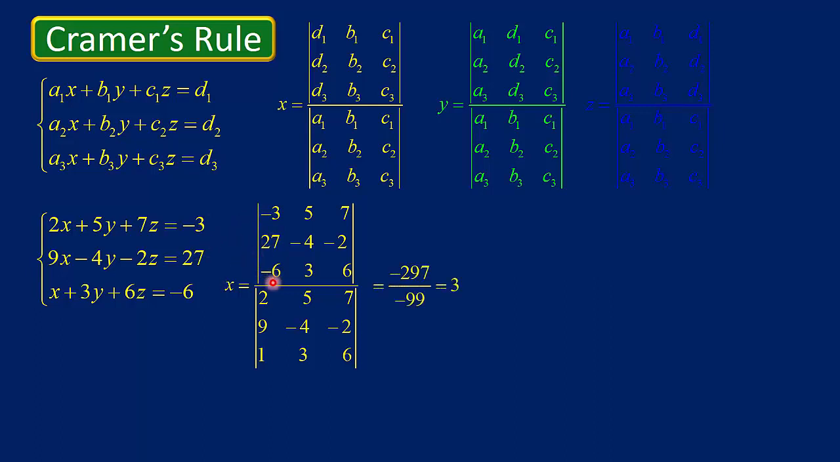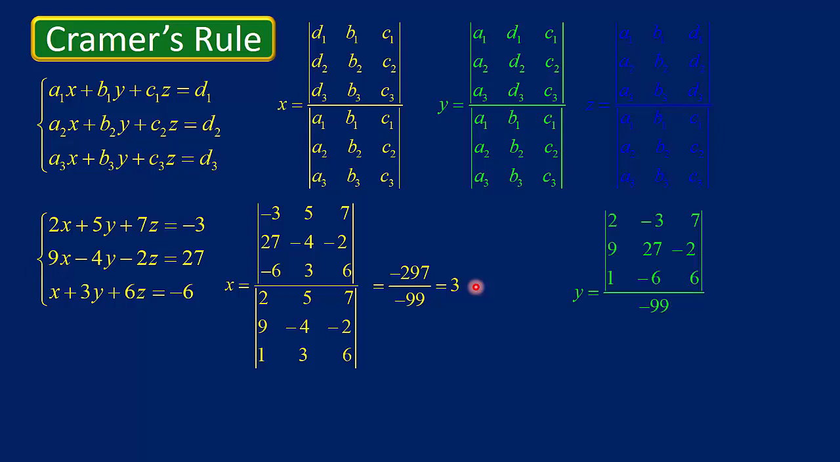Let's see what that is. I just used my calculator to find the determinants. The determinant of the bottom is negative 99. The determinant of the top is negative 297. And if you work that out, you just get 3. So there you have it.